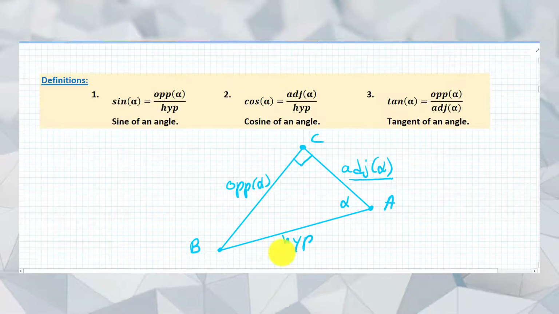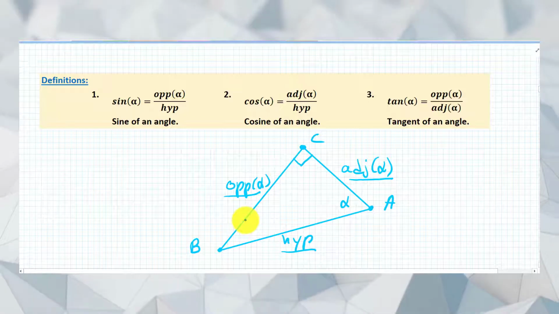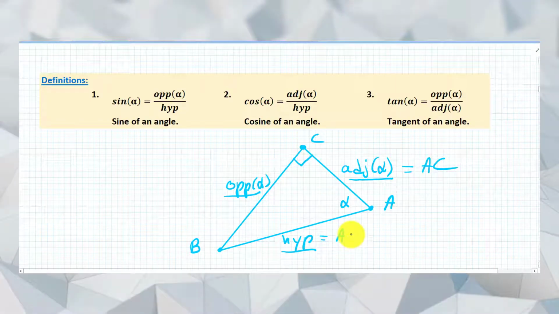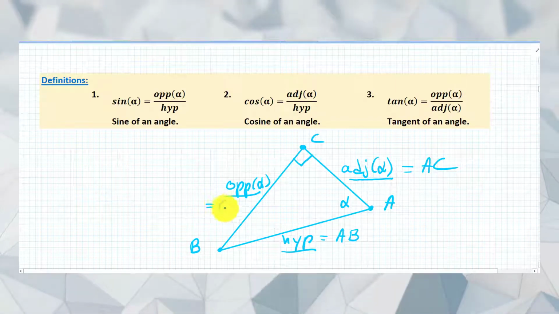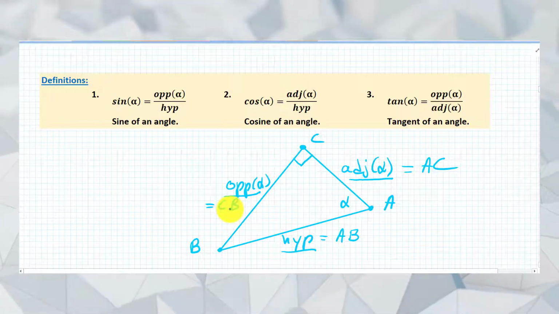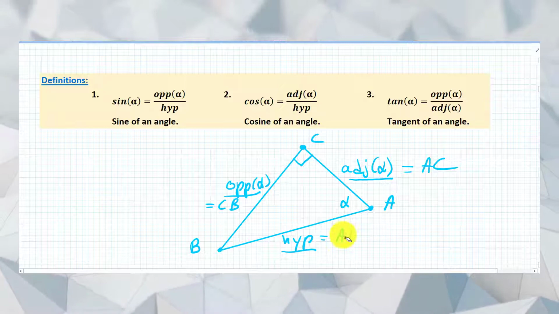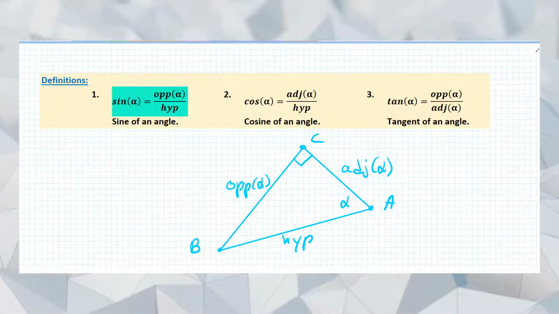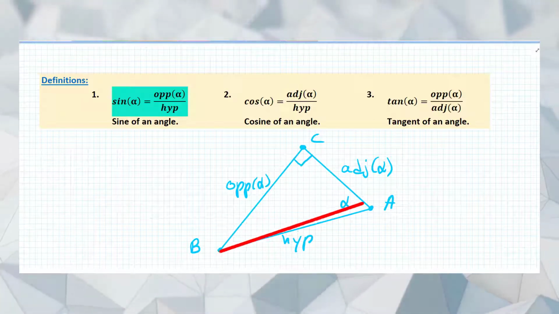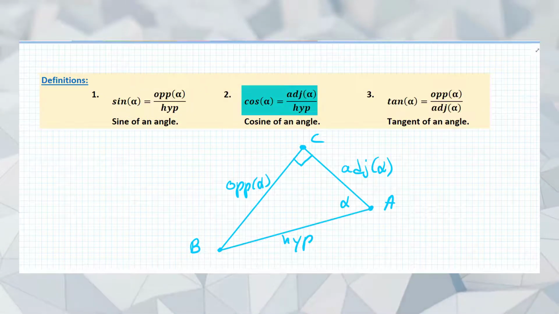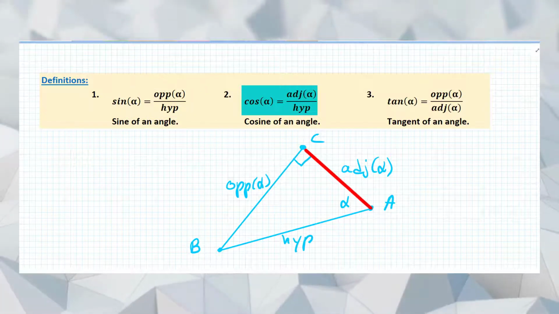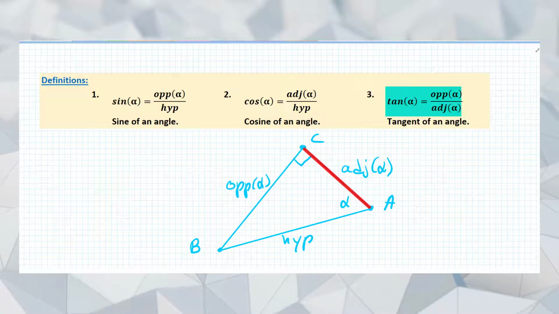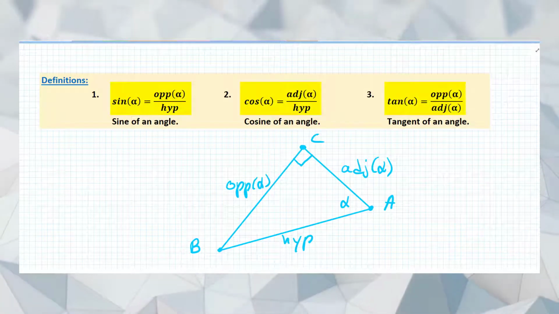Now, the adjacent, the hypotenuse, and the opposite represent the lengths of the sides. The adjacent is side AC, for example. The hypotenuse is the length of the segment AB, and the opposite is the length of the segment CB. They represent lengths. So how do we define the sine of the angle alpha? It is equal to the opposite of alpha divided by the hypotenuse, the length of the side BC divided by the length of the side AB. How do we define the cosine of alpha? It's equal to the adjacent of alpha divided by the hypotenuse, and the tangent is the opposite divided by the adjacent of alpha. These definitions are fundamental and you must remember them.